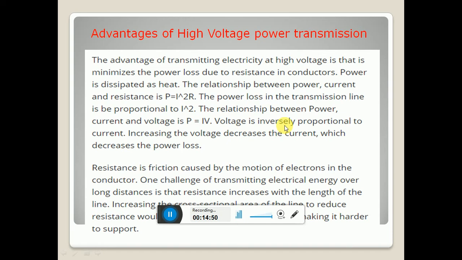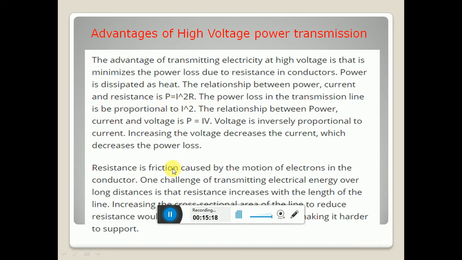Here voltage is inversely proportional to current. Increasing the voltage decreases the current. If the current value decreases, power loss also decreases because P is proportional to I square. So that's the reason: if the voltage applied is at a very high value, then current will be less and power loss also will be less.